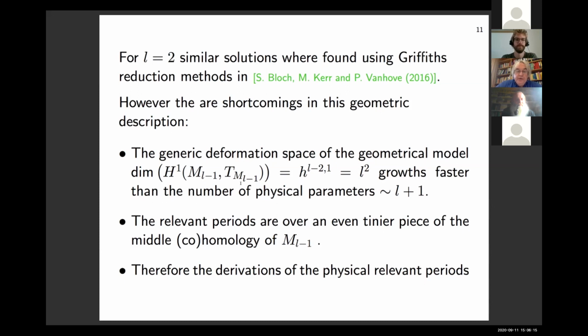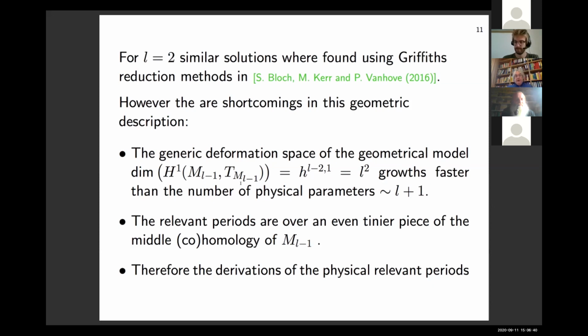So if you think a little bit about it, then you see that the dimension of the deformation space, which are, so to say, all the vertices at the edges of the polyhedron where I have to put small m values, which depend in some complicated way on the physical m's, grows with L squared, and it grows, of course, much faster than the number of physical parameters, which in this case only grows with L plus 1.